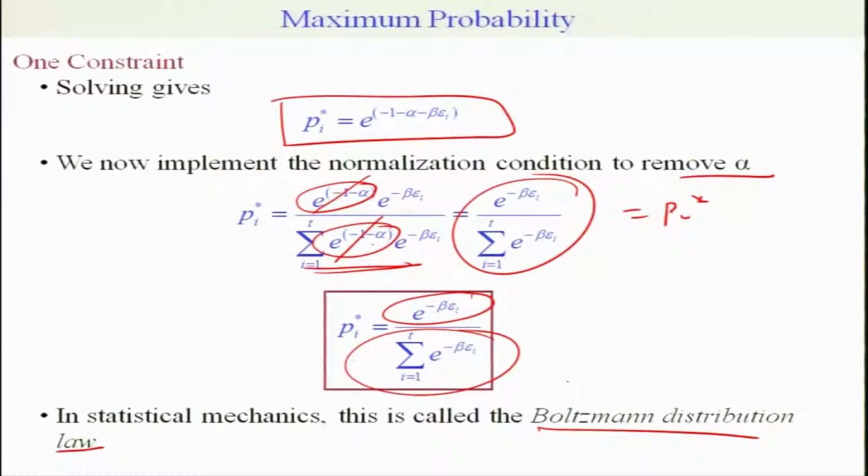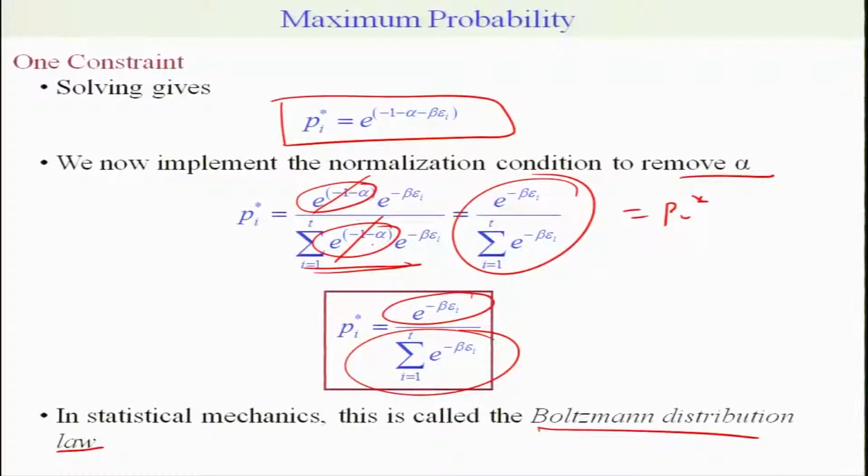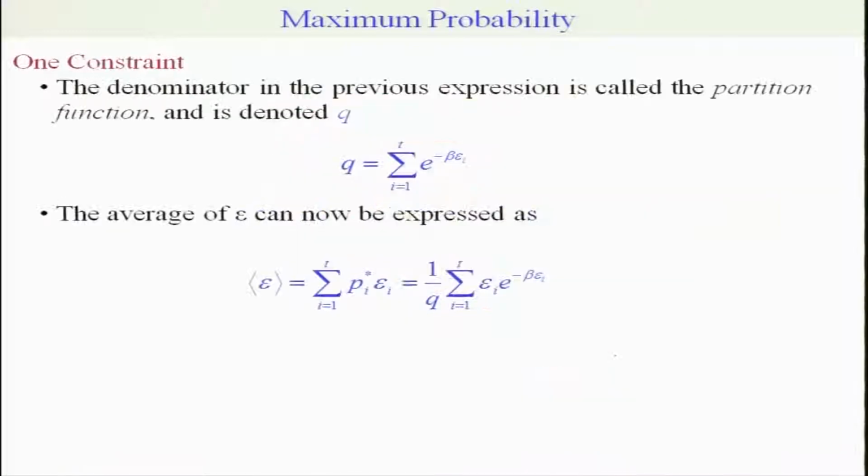So this is a beautiful expression which has come out for the constraint values. Now this expression is also called the partition function. And now we can write this average epsilon as simply pi star epsilon I, which can be written as e to the minus beta epsilon I multiplied by epsilon I, divided by the partition function. So this is now the way to calculate the average energy for this system having a constraint. This is a common approach in statistical mechanics. Now we can apply it to many different systems.